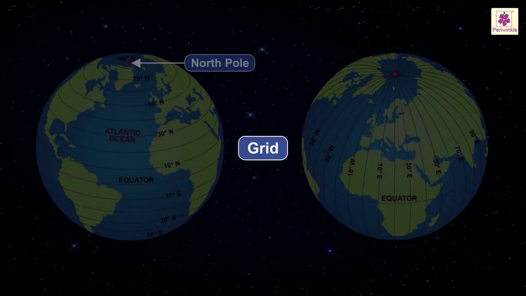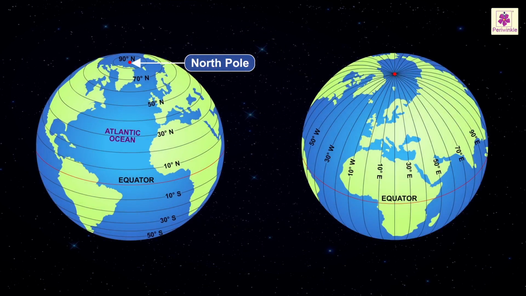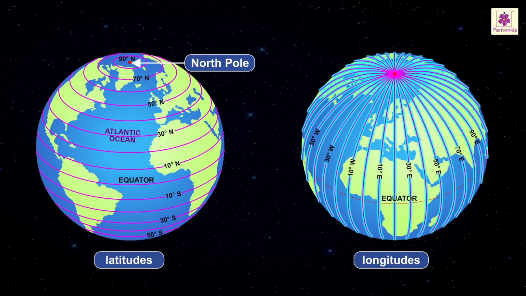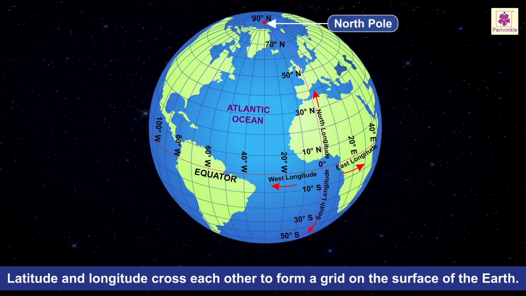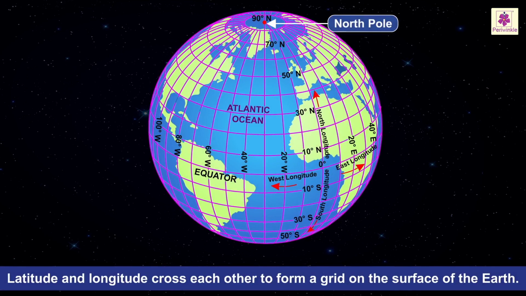Grid. Every place on Earth has a position which is described by two coordinates, latitude and longitude. They cross each other to form a grid on the surface of the Earth.